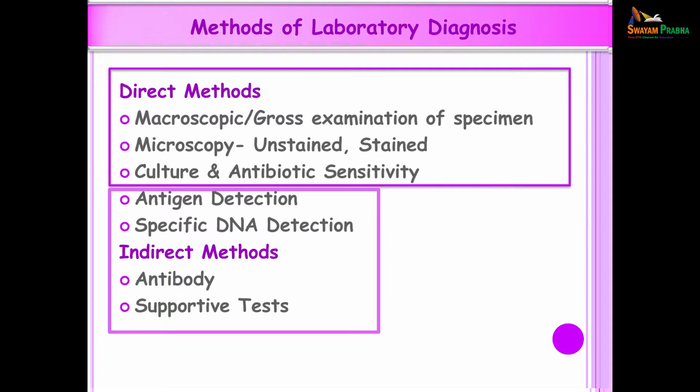Hi, I am Anju Kagal, and today I am going to be talking to you about immunological and nucleic acid amplification tests for the diagnosis of infectious diseases. In our previous lecture, these were the methods of laboratory diagnosis. There are direct methods and indirect methods, and in the previous lecture, culture and antibiotic sensitivity tests were covered. Today, we are going to be concentrating on antigen detection tests, specific DNA detection, indirect methods which involve detecting antibodies, and of course, supportive tests.